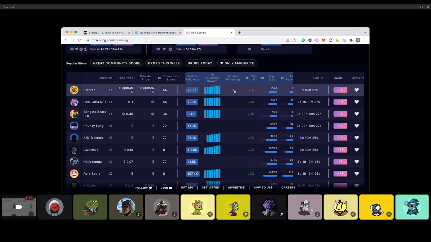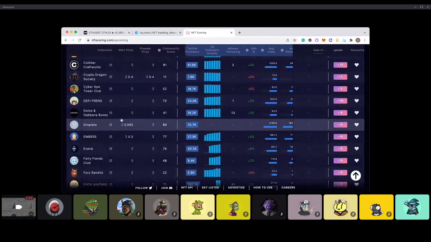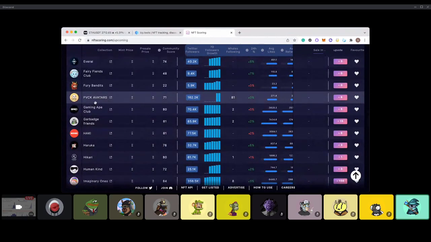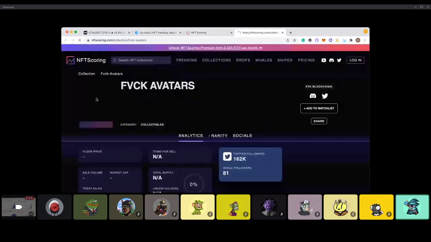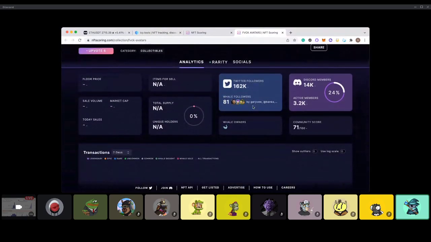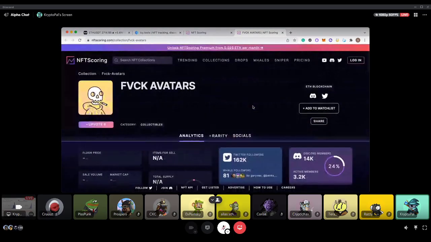Are they being followed by whales? No. This is a bad sign. I need projects that whales are following. For example, this project, Dolce and Gabbana boxes, 13 whales are following them. This is a good sign. This project, Fuck Avatars, 81 whales and 160,000 followers on Twitter. This is probably going to be a big project, something like Invisible Friends and Hey Beast. This might be something to look into and start grinding, try to secure the whitelist.